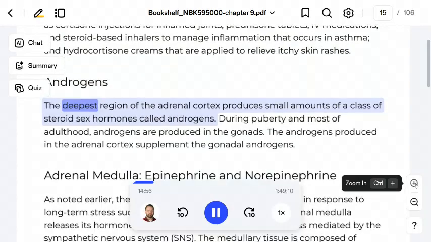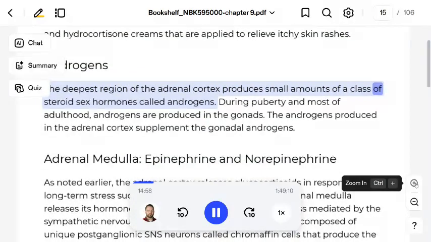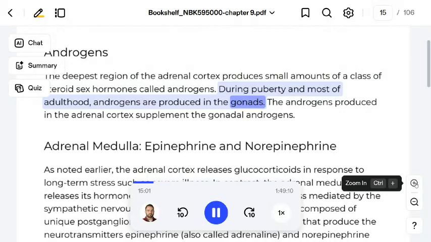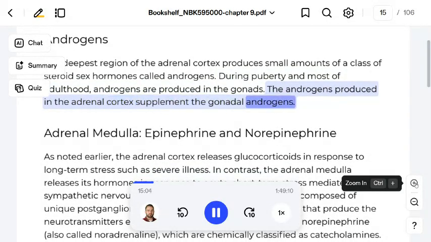Androgens. The deepest region of the adrenal cortex produces small amounts of a class of steroid sex hormones called androgens. During puberty and most of adulthood, androgens are produced in the gonads. The androgens produced in the adrenal cortex supplement the gonadal androgens.